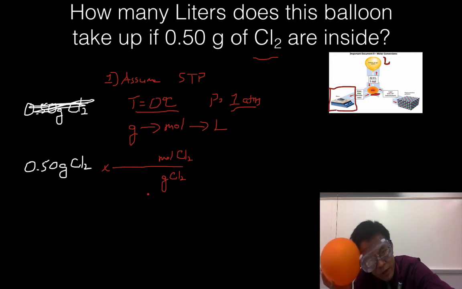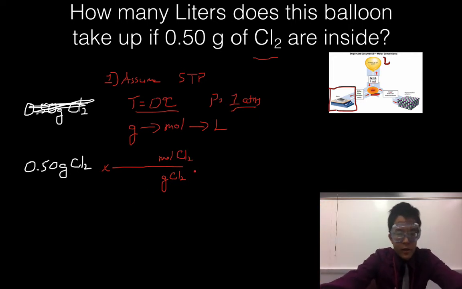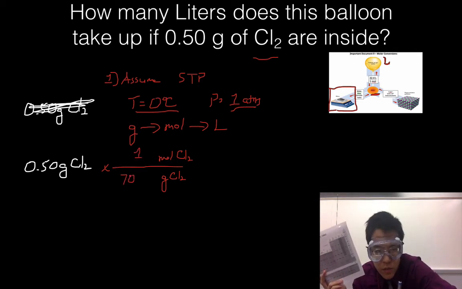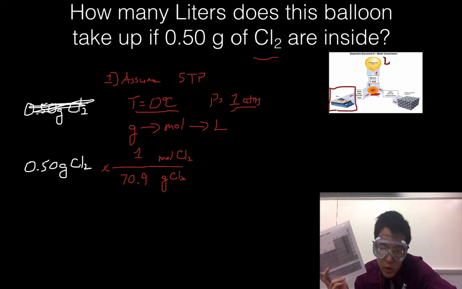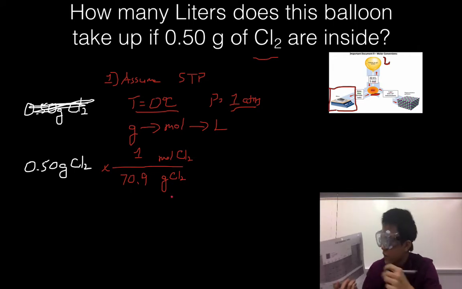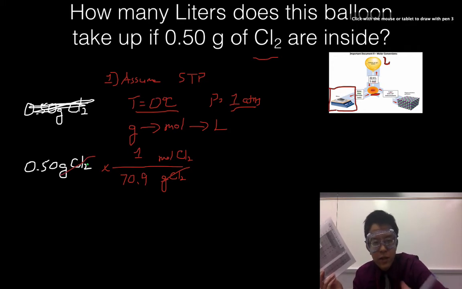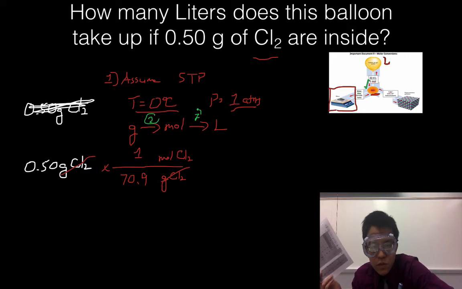How do I convert from grams to moles? I have the periodic table. In 1 mole of Cl2, there are 70.9 grams of Cl2. There are 2 Cl, so 35.45 times 2. That gets rid of my grams, and now I'm at moles. Fantastic, but I've still got one more step. I've got to get to liters. I finished my first step, so now let's do step 2.